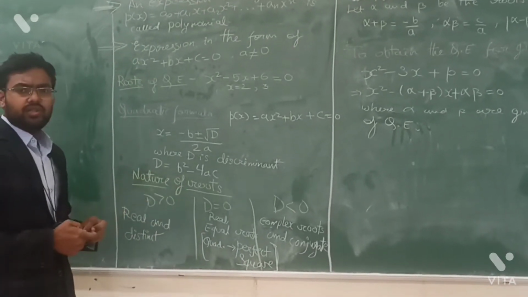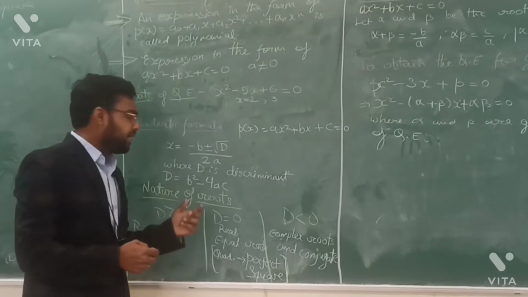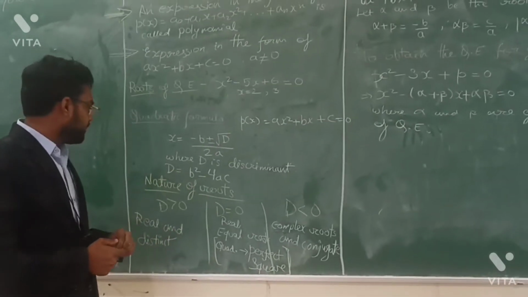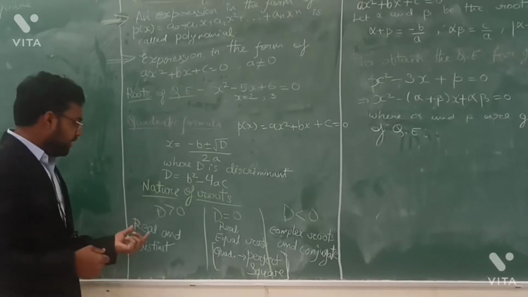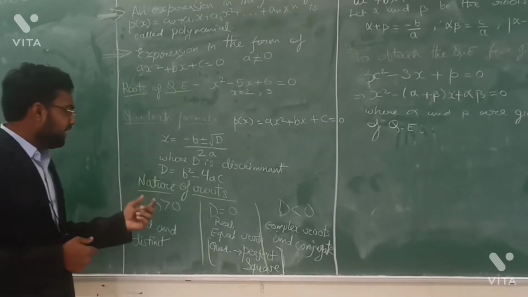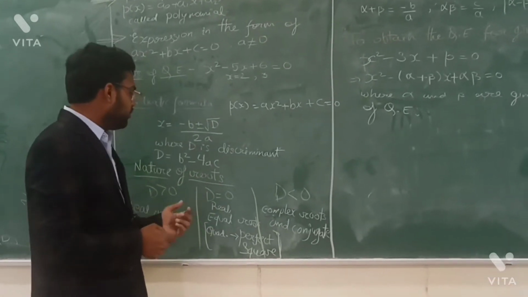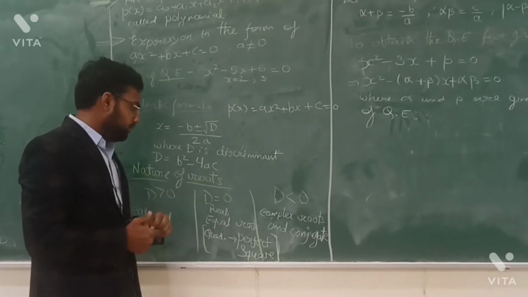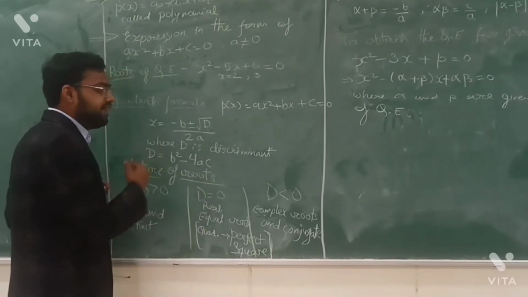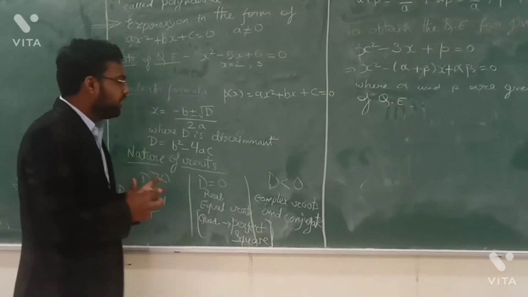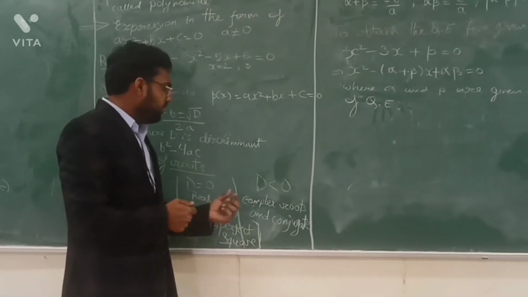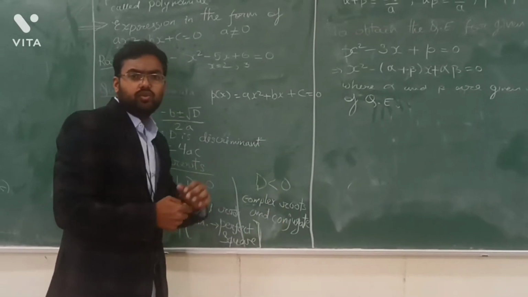Now, nature of the roots. Nature of roots is described by the discriminant D. If D is greater than 0, then our roots are real and distinct. If D is equal to 0, then our roots are real and equal. It means our quadratic equation is a perfect square. For D less than 0, we have complex and conjugate roots.